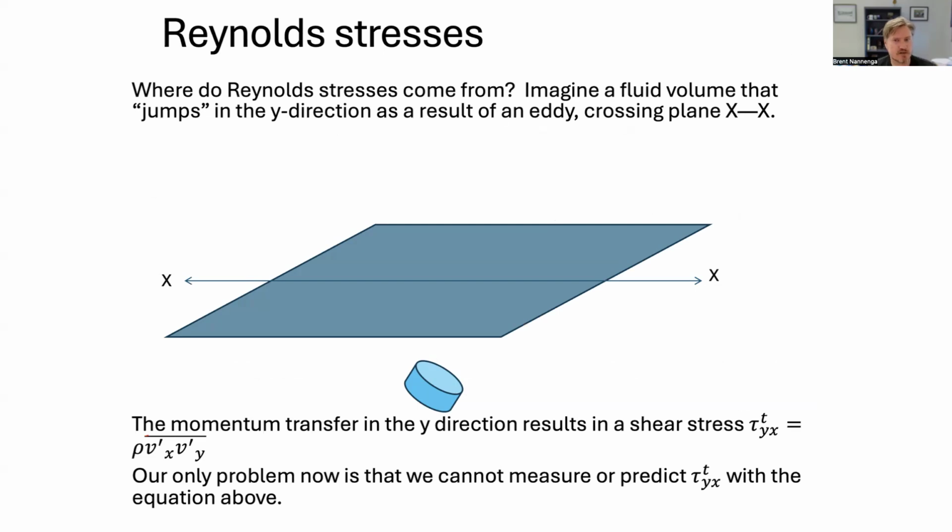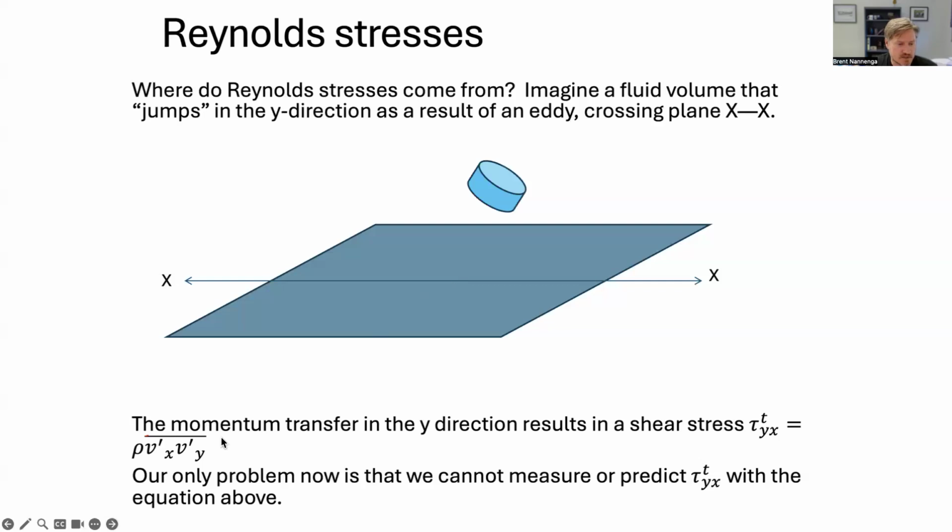So imagine a piece of fluid volume, this sort of hockey puck looking piece of fluid here, and it's going to jump in the y direction as a result of an eddy, right? So you've got this volume of fluid, it gets caught in an eddy, and it's going to jump up in the y direction, and it's going to cross this plane x here. The momentum transfer in the y direction, the fact that it's moving up in the y direction, is going to result in a shear stress, the turbulent shear stress, which is going to be equal to these fluctuation terms that we just showed, the fluctuation of the x, fluctuation of the y.